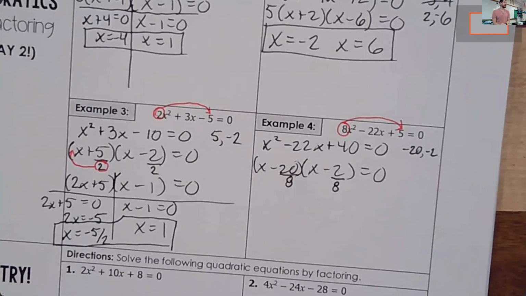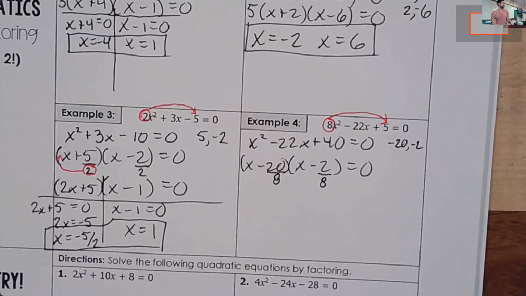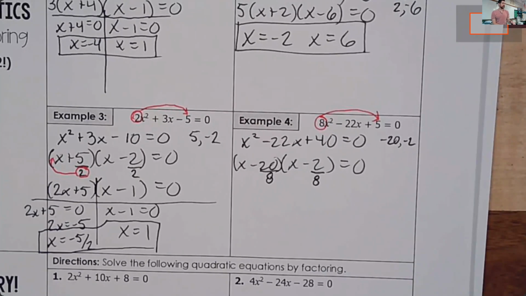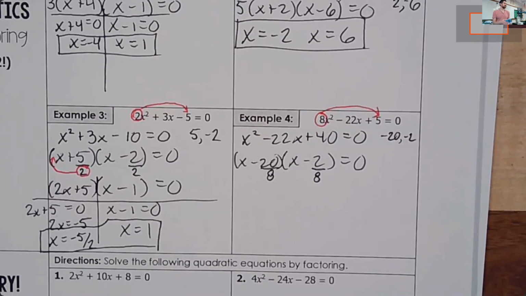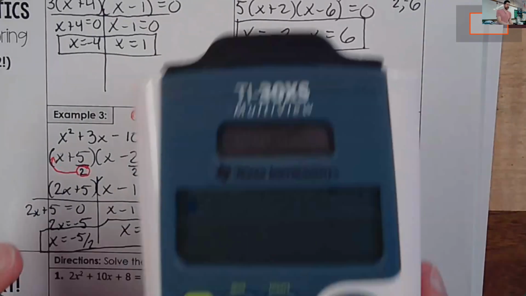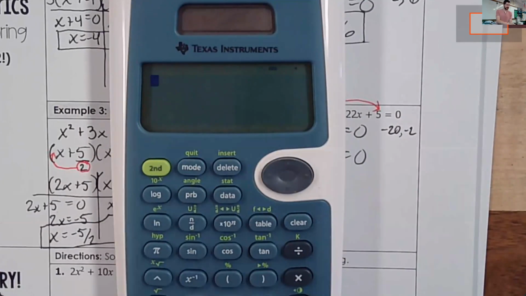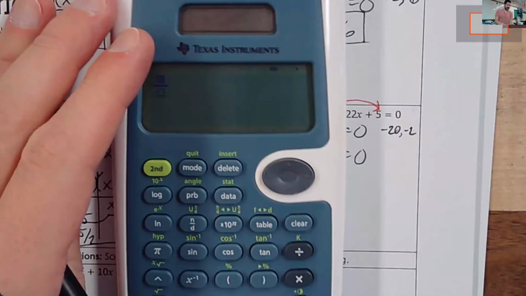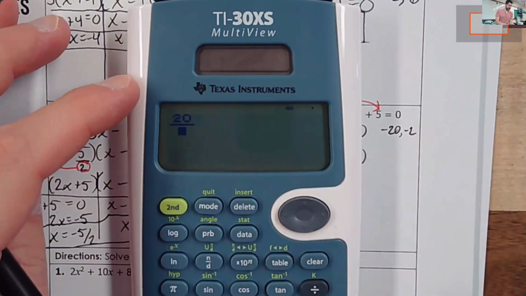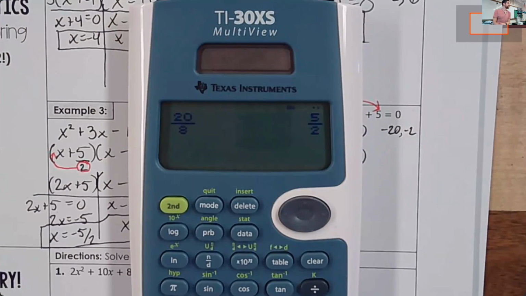Neither of those divide out evenly, but they both reduce. What does 20 over 8 reduce to? 5 over 2, yeah. If you ever get stuck on the reducing, just use the fraction button on this. So the n over d, numerator over denominator, push that button. 20 over 8, there it is, 5 over 2. You're always welcome to do that.